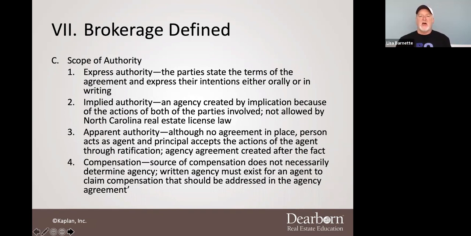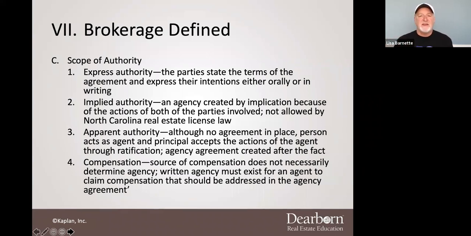For example, when we talk about express authority, it should be relatively simple. Express authority is going to be spelled out in an agency agreement, okay? And I've said that all of them have to be in writing at some point. A little bit later, I'll tell you that there is such a thing as an oral buyer agency agreement, but it has to be reduced to writing at some point as well.